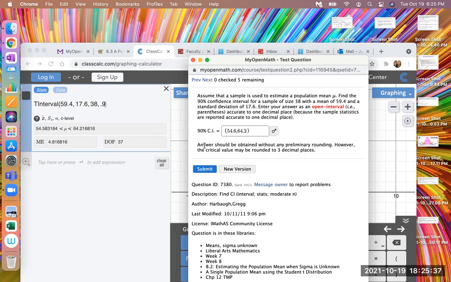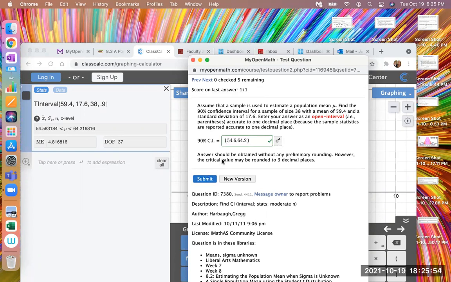Notice how they did not want us to do any preliminary rounding at all in this answer. That would be important if you do this problem by hand using the formula, and it's a lot longer like that, but that would be really long. So there we go. That's our answer.